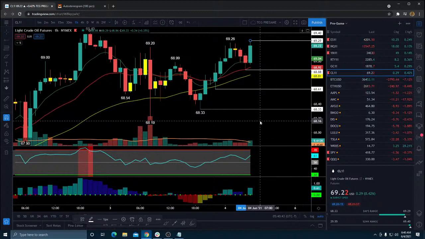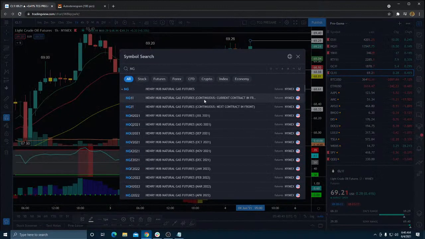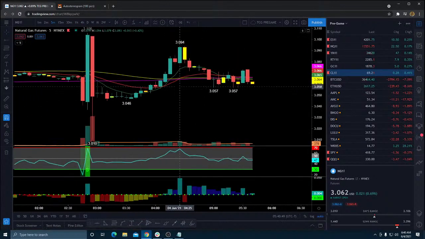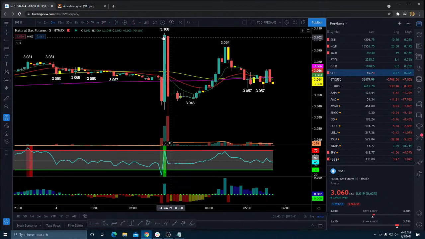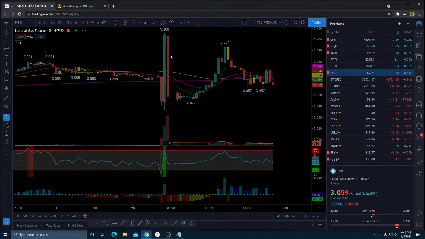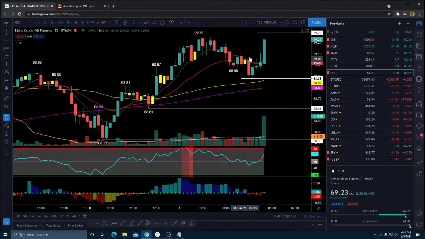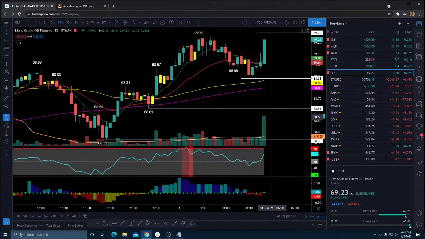Something happened this morning with Nat Gas. I could not find the news for the life of me. Something happened over here. I don't know if it was a fat finger order or if it was news related, but lots of volatility over in Nat Gas. So now we have a 15-minute equilibrium. Anytime I say EQ, that is short for equilibrium, where price is balancing out after a huge move. So Nat Gas had a crazy move, and then here's the 15-minute on oil.